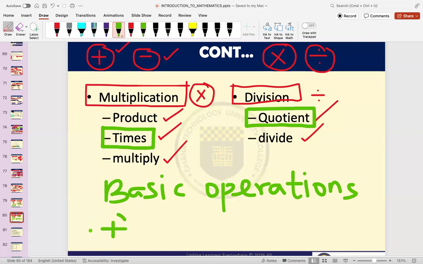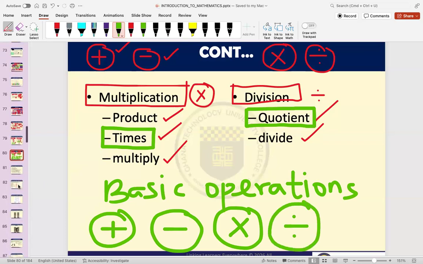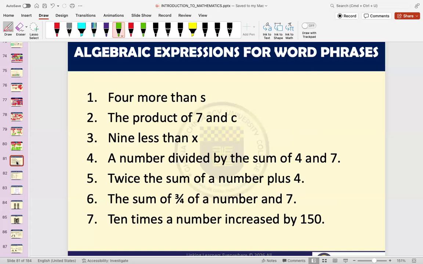Symbolically, as you know already, the positive sign connects two algebraic expressions, the negative sign connects two algebraic expressions, the multiplication sign also connects two algebraic expressions, and then the division sign also connects two algebraic expressions. Let's then look at more examples. Once you have understood the phrases, let's look at a few more examples.